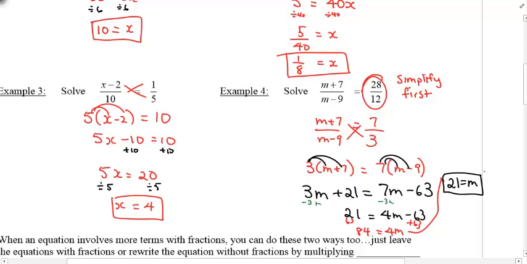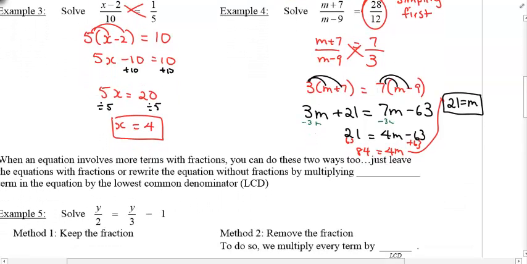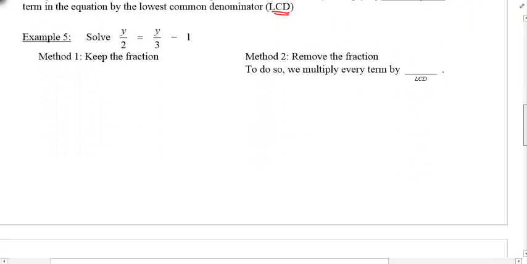Okay? Cool. That's good as a method when you just have a fraction on the left and a fraction on the right. But sometimes the equations involve more than just two fractions. And there's two ways you can do these ones. You can leave the equations with fractions and just deal with fractions, or you can rewrite the equations without fractions, like in decimals, we wrote them without decimals. By multiplying by what? Well, you're going to multiply each of the terms of the fractions by the lowest common denominator. So I hope you know your multiples well, because that will come in quite handy if you're doing method number 2. But I'll show you both with example number 5.